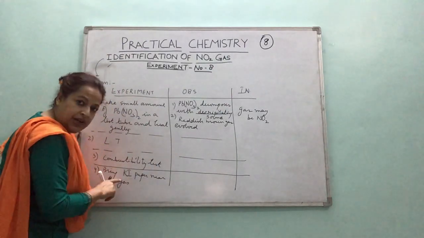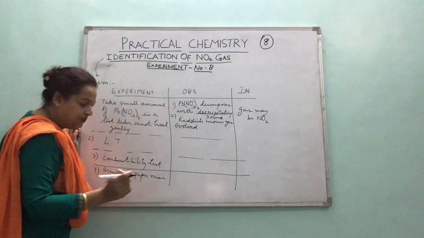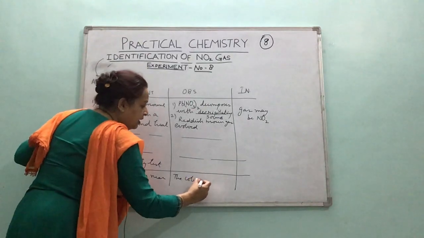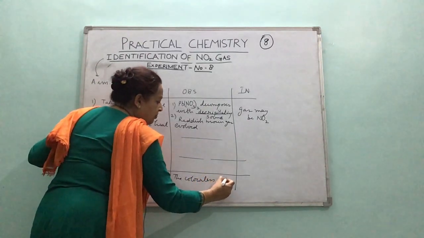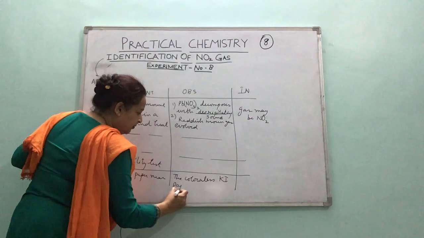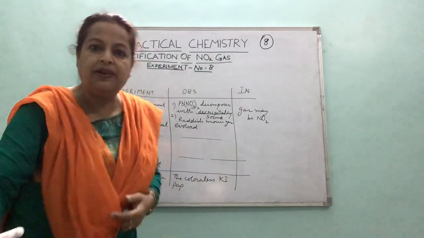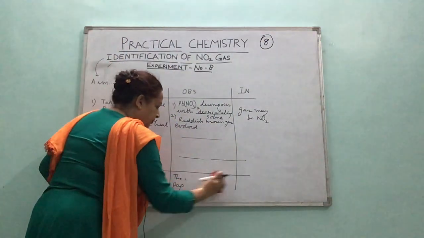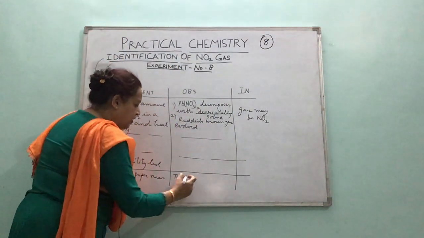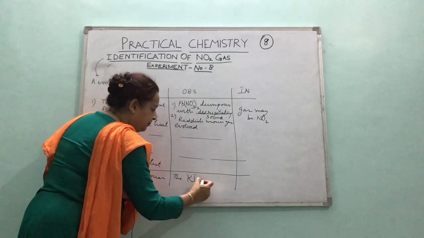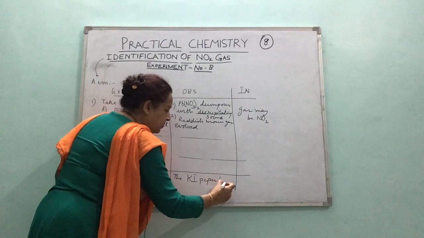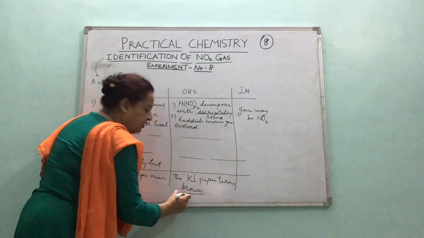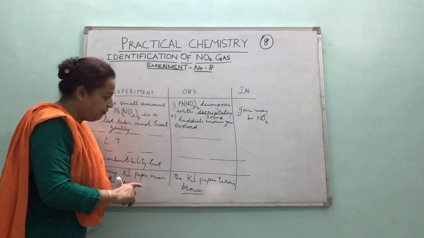Bring potassium iodide, KI paper near the gas. I showed you. So what? It was colorless. The colorless potassium iodide paper, or you just write potassium iodide paper turns brown. Don't write colorless. Potassium iodide paper turns brown. That's your confirmatory test, children. It is the confirmatory test.